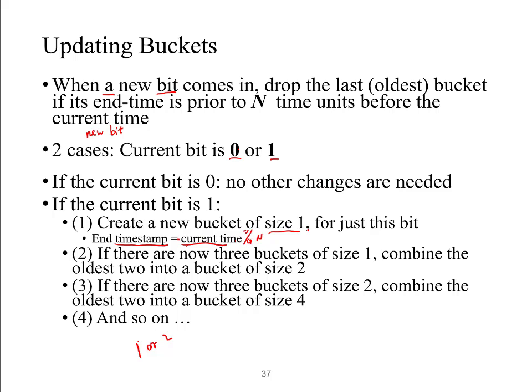Let's say we only have one bucket of size 2. So after we create a new bucket of size 2, and then a new bucket of size 4, we now have 2 buckets of size 4, and it is under the rule. So we do not need to create new buckets or combine the old buckets into new buckets. We don't need to do that. So this is what we do if the current bit is 1.